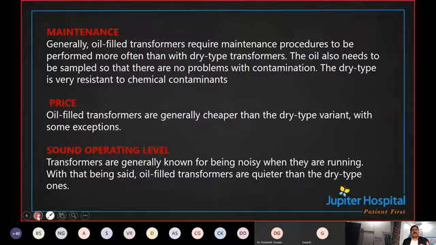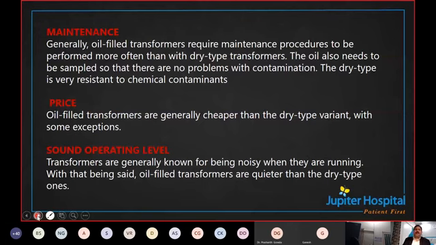Now, as I said, the sound operating level in oil type is much lower than dry type. But when an oil-filled transformer is in the outside area, it may not matter, because patients or patient relatives may not be at that location.